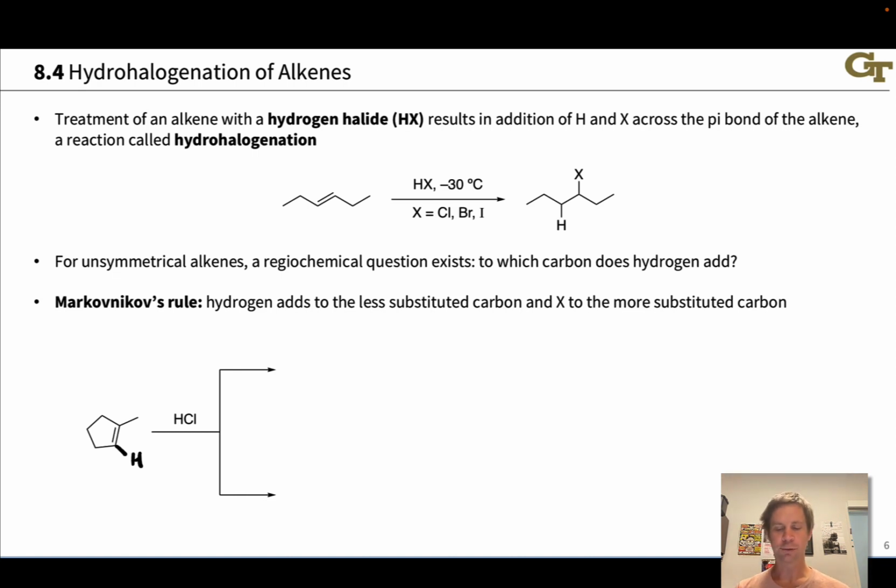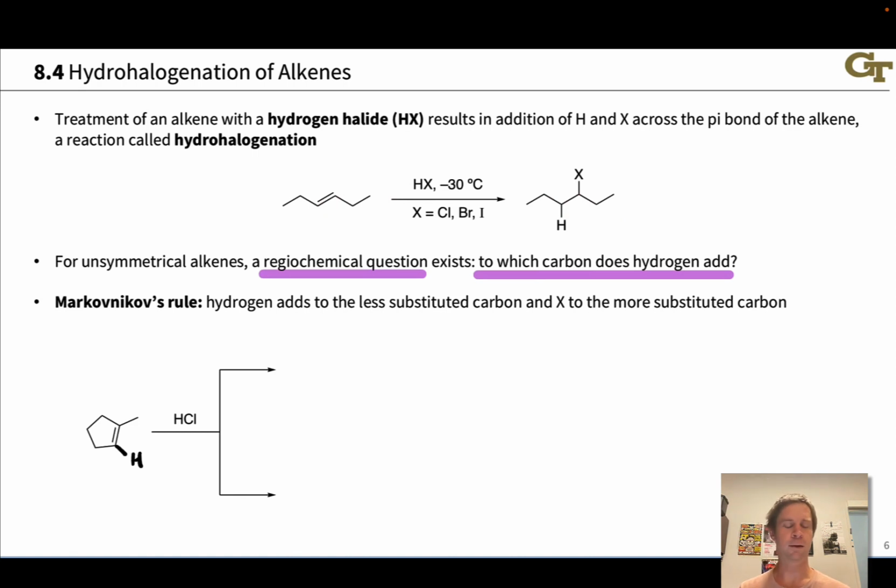Now, for unsymmetrical alkenes, there's a regiochemical question here. To which carbon does the hydrogen add, and to which carbon does the halogen add? So in this example, at the top of the slide, there's really no regiochemical issue since the alkene is symmetric. I have an ethyl group over here, ethyl group over here. So whether the H adds here and the X here, or vice versa, that's the same molecule drawn two different ways. However, in general, these two groups need not be the same. And then we run into a regiochemical question about the structure of the product in a constitutional isomer sense. We have the possibility of regioisomers.